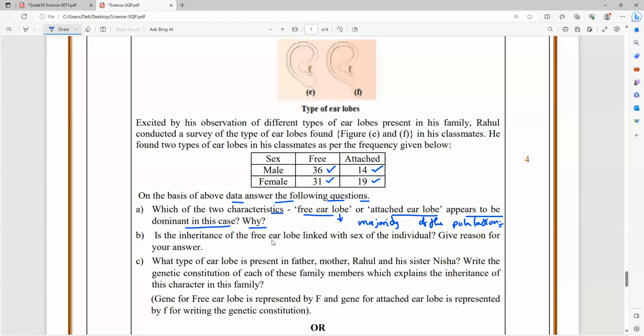Next. Is the inheritance of the free earlobe linked with the sex of the individual? Give reasons for your answer. That is what they are asking.